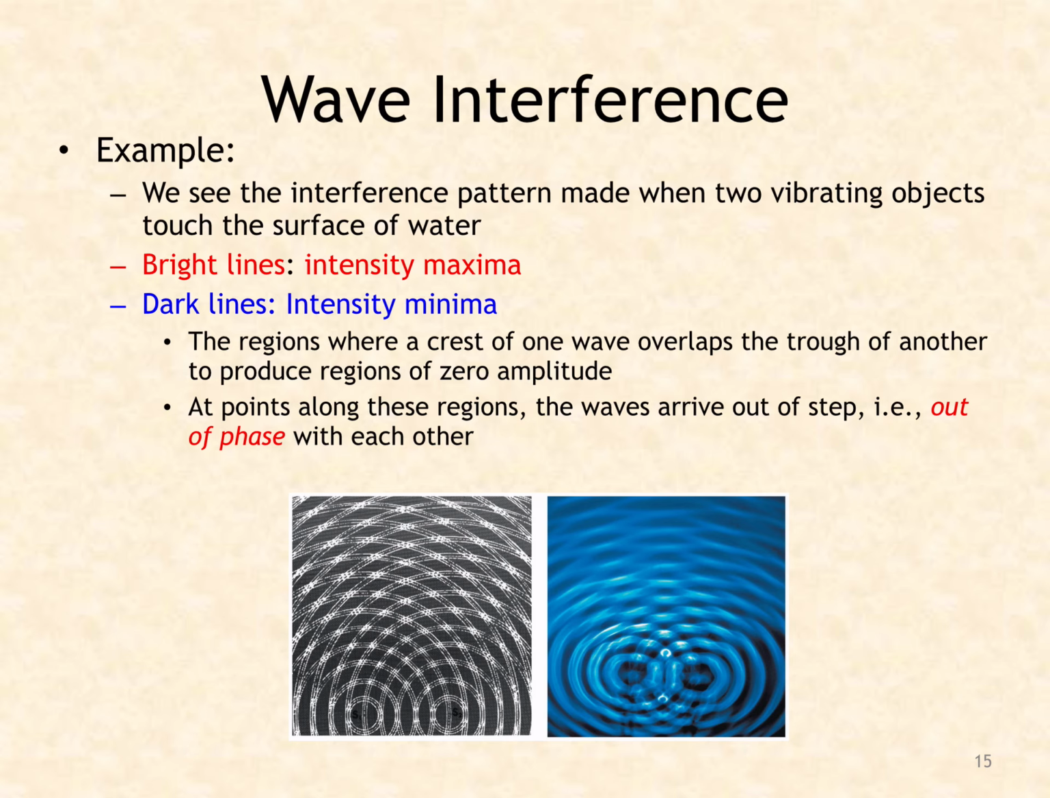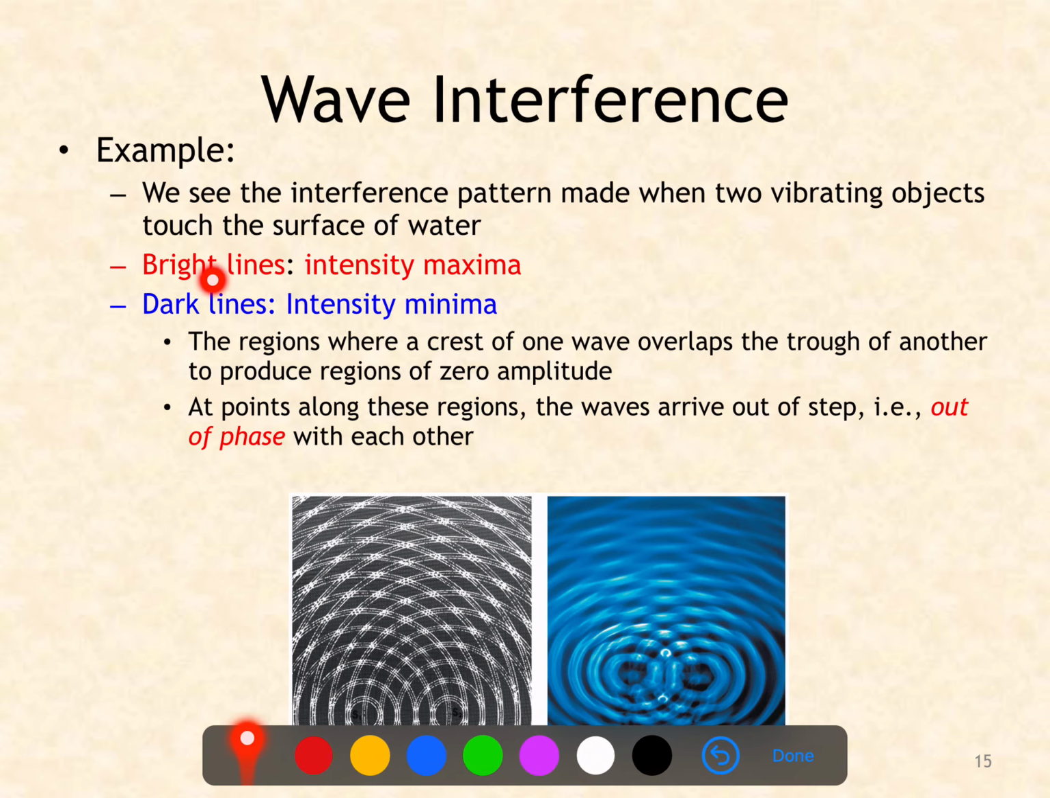So we can see this in light patterns, in ripple patterns. For light, when this occurs, we might think about it as a bright spot where there is constructive interference and a dark spot where there is destructive interference, and these correspond to where the intensity of the wave is at its maximum and minimum.